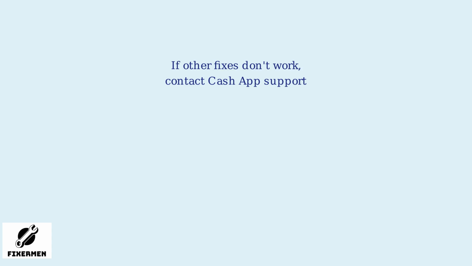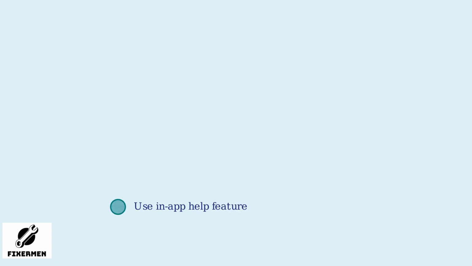You have two main options for getting help. First, you can use the in-app help feature. Look for the Help or Support section within the Cash App menu to access quick assistance and chat with support representatives. Alternatively, you can call Cash App support directly at 1-800-969-1940. This phone line is available for more complex issues that require immediate assistance.